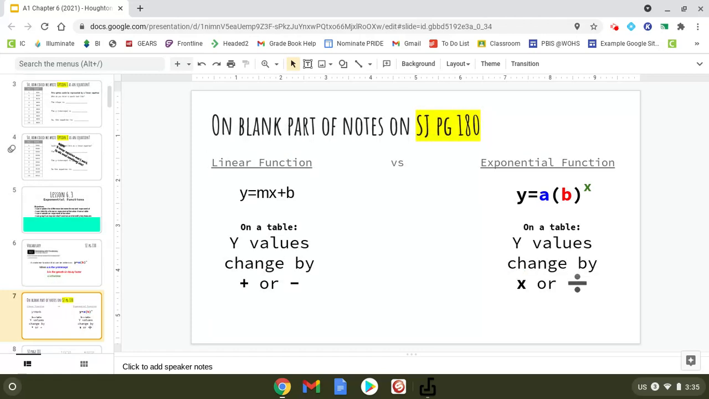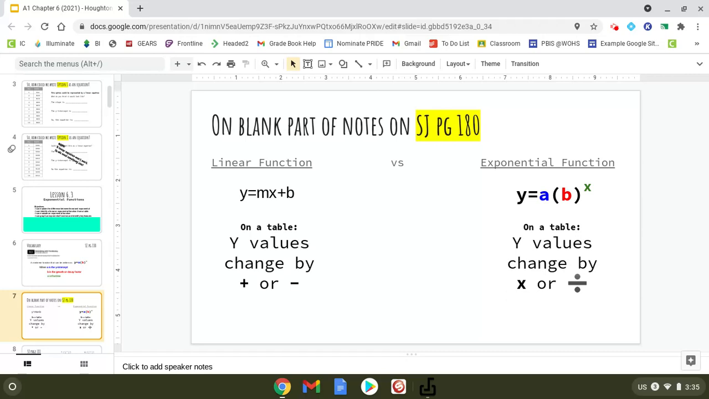So now one other thing I'm going to have you put on the bottom of 180 is just some notes to help you look at the differences between the two. That's a big part of what we're going to do in this section. So first of all, a linear function can be written as y equals mx plus b. So a regular line like what we talked about in chapter 5 and then before that. And then on a table, what you're going to look for is the y values are changing by plus or by minus. And then for an exponential function, it's y equals a times b to the x.